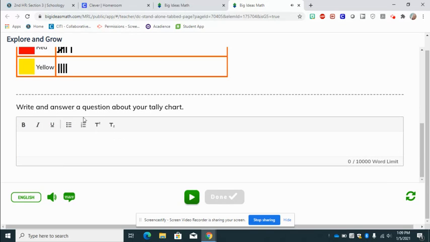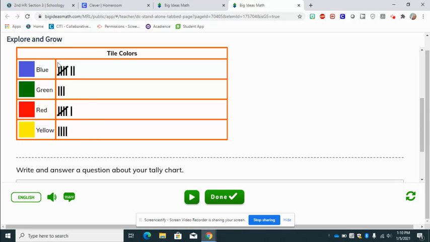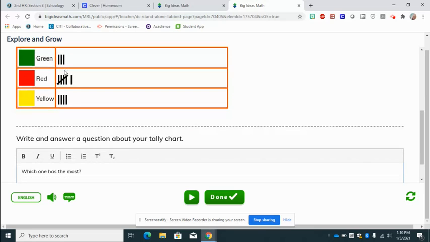All right, this says to write it and answer a question about your tally chart. So I'm just going to write which one has the most. Which one has the most? All right, so then we're going to go back up and look and see which one has the most. And I can look at my tallies, and I see that there are 7 blue tallies, and 7 is more than 3, 7 is more than 6, and 7 is more than 4. So that means blue has the most tallies. So my answer is blue.